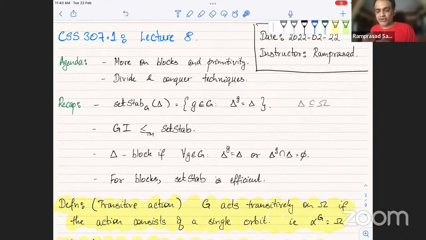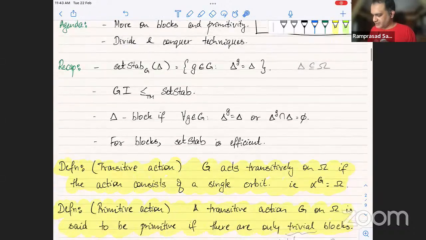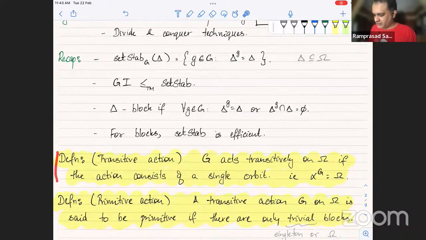Okay. So we are going to use this as a way of making progress when we are given an arbitrary set stabilizer question and we want to solve it. We're going to try and make progress by instead trying to go towards blocks and use blocks in that regard. Okay, so just a bunch of definitions. Okay, whenever a group acts on something, we will say it is transitive if there is only a single orbit.